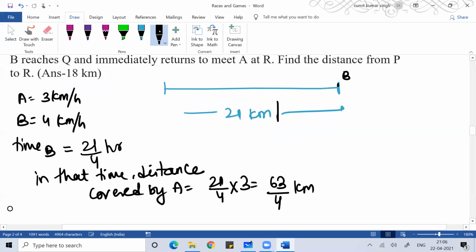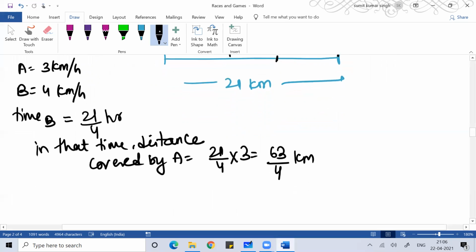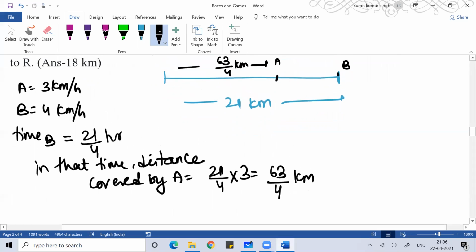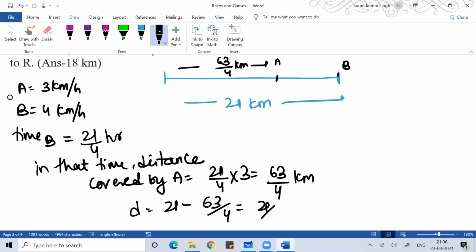So when B reaches the finishing line, the distance A would have covered is 63 by 4 kilometers. Then what would be the distance between A and B? It would be 21 minus 63 by 4, which is 21 by 4 kilometers. So now the distance between them is 21 by 4 kilometers.